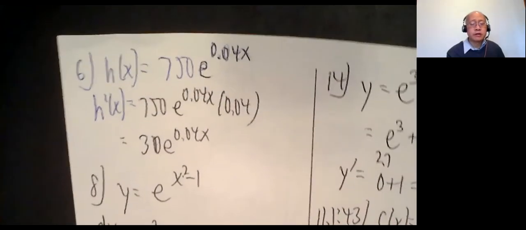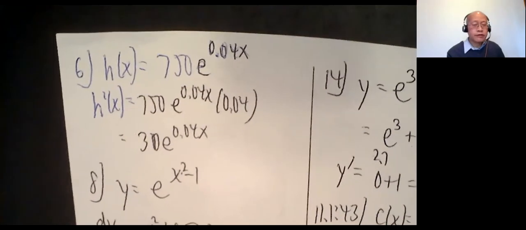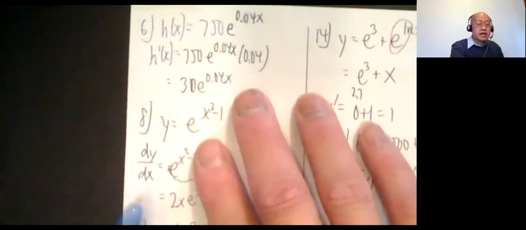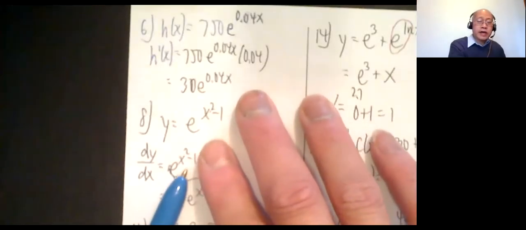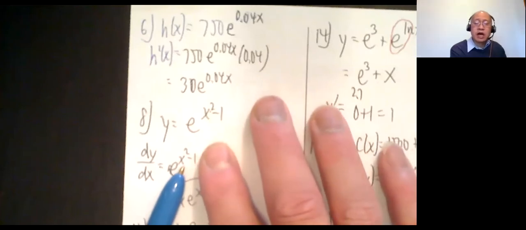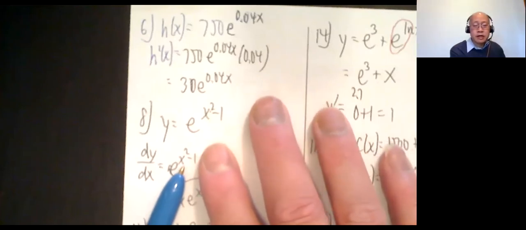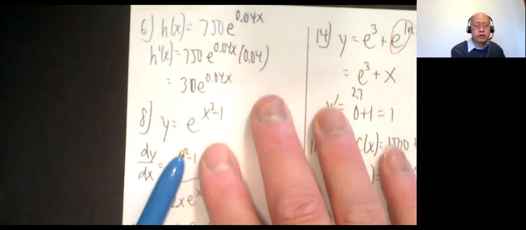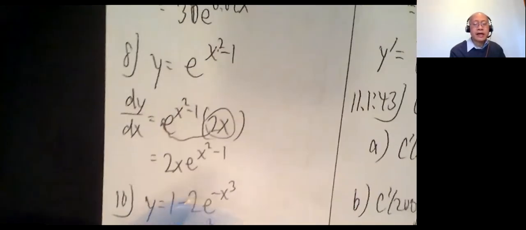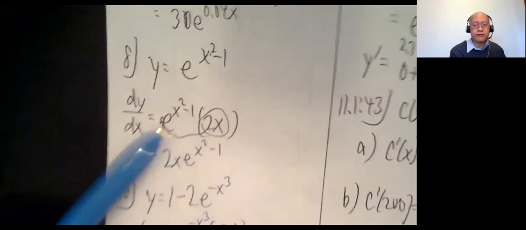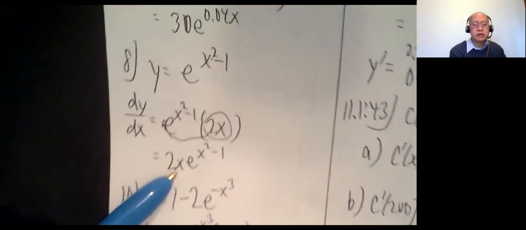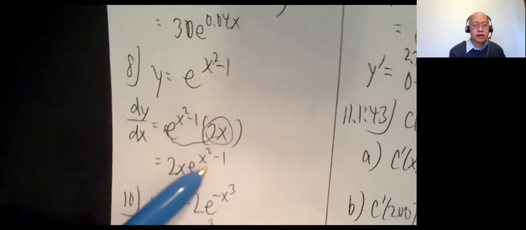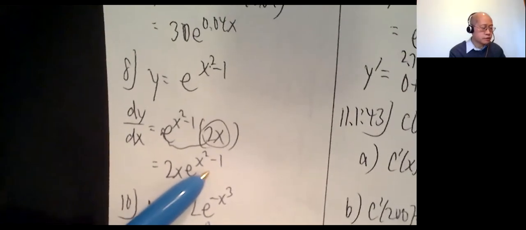E to the x squared minus 1. The derivative is not just e to the x squared minus 1. Oh, yes, you do have to write e to the x squared minus 1, but that's not all there is to it. Because x squared minus 1 is considered the inside function, I have to multiply by the derivative of x squared minus 1, which is 2x. Okay. And normally for the final answer, you put the 2x in front. So dy dx is 2x e to the x squared minus 1. That's the way it works.